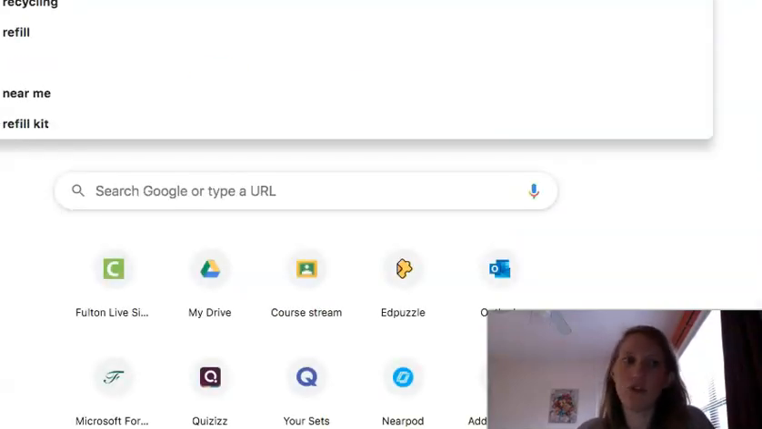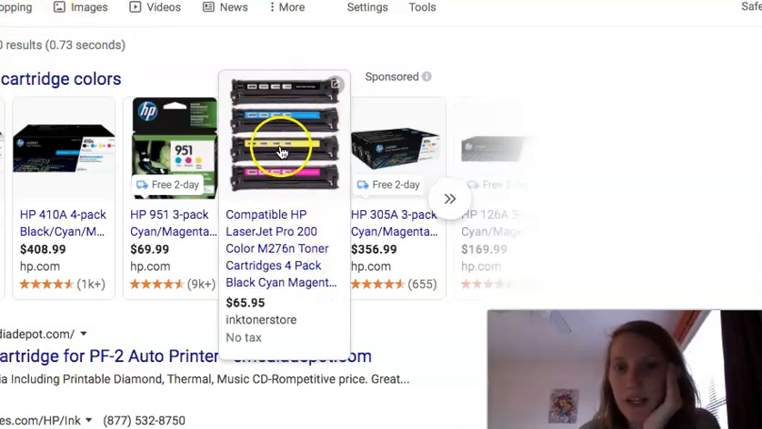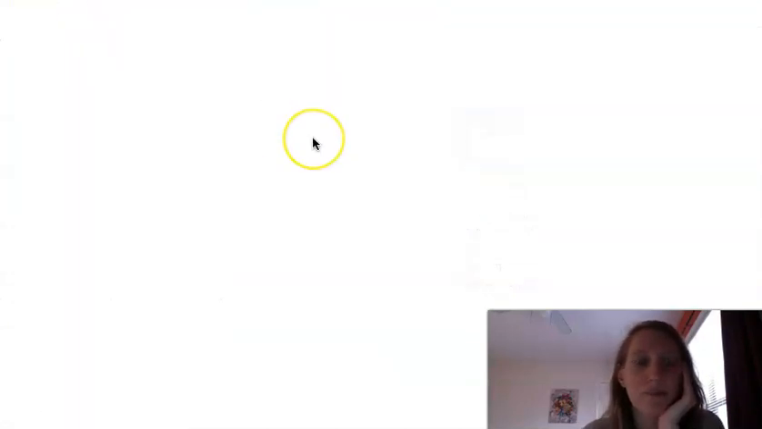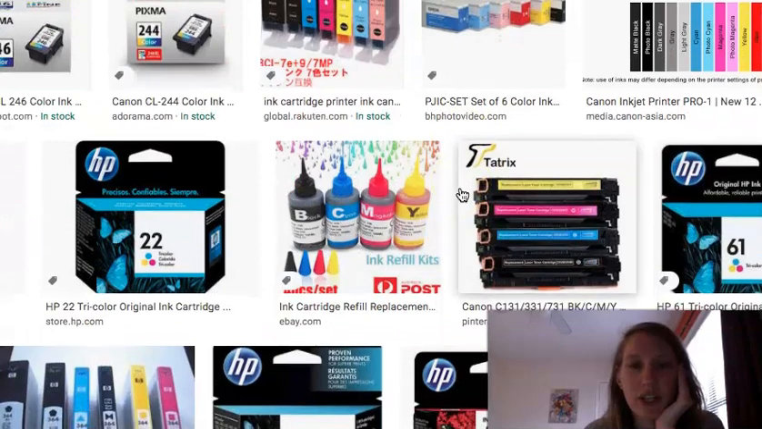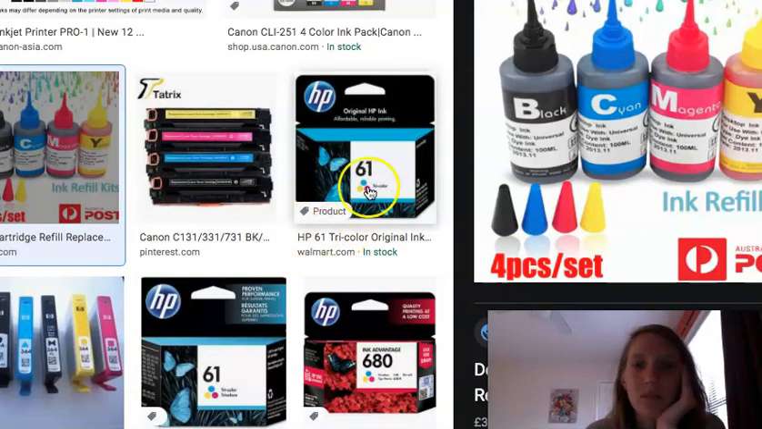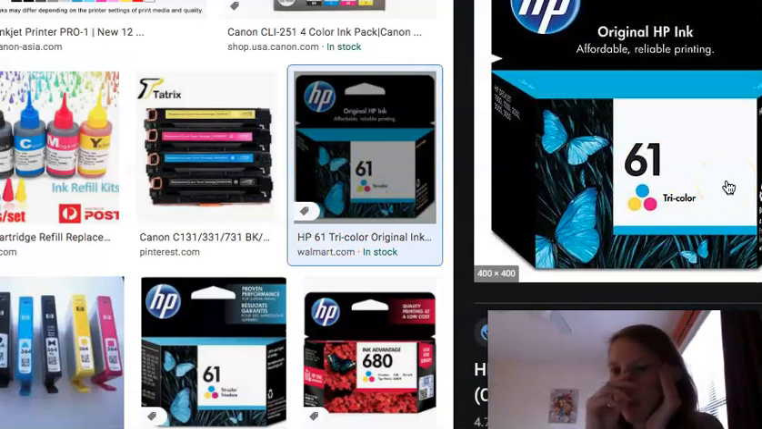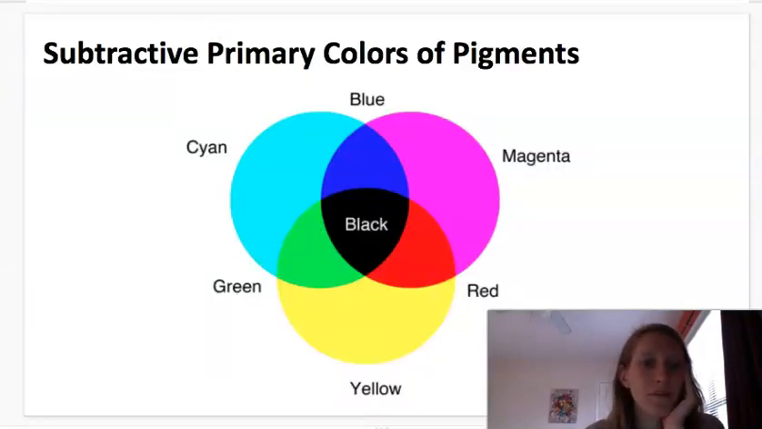Let me see if I can see printer cartridge colors. Let's see if it's in there. See, look, even just right here, you have cyan, yellow, and pink right there. Or cyan, yellow, and magenta. See, again, cyan, magenta, yellow. Ink refills. Okay. Here we go. This is like what I buy for my printer. Tricolor, cyan, magenta, yellow for paint. So it's pretty cool. All right.